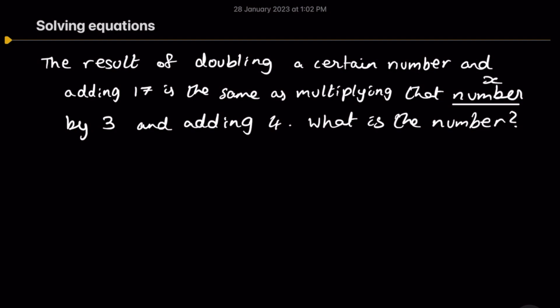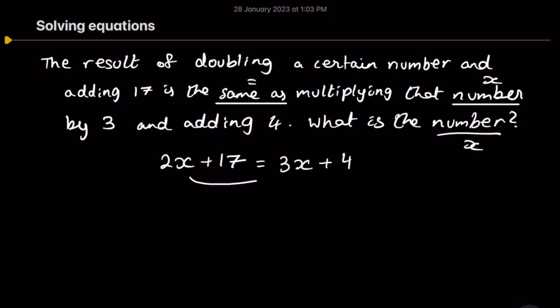So the result of doubling a certain number, so that just means 2 into x, which is 2x, and adding 17, so plus 17, is the same as, this just means equal to, multiplying that number x by 3. So 3x, 3 into x, and adding 4, so plus 4. So what is x? We can just solve this equation now by simplifying it.